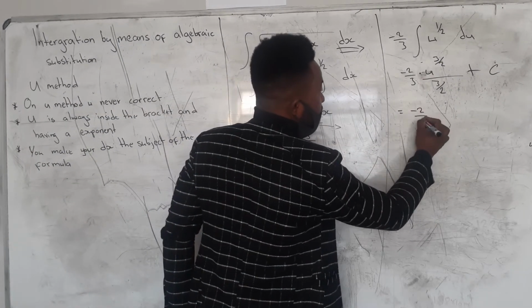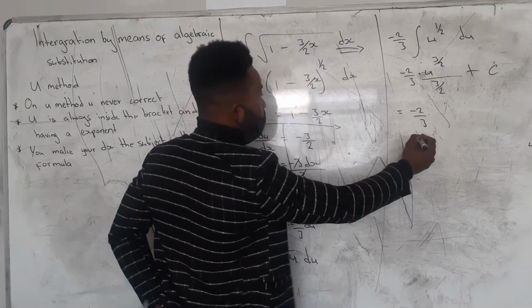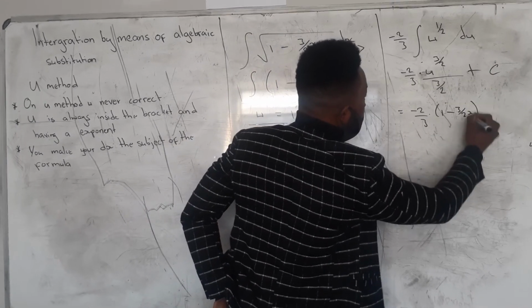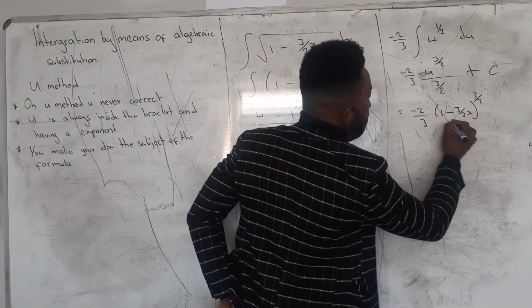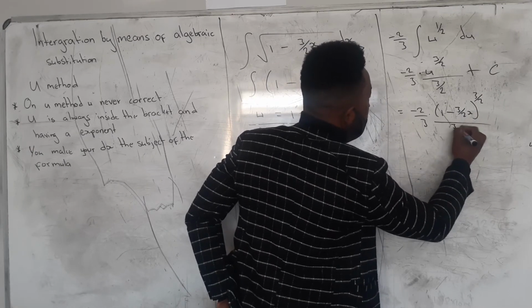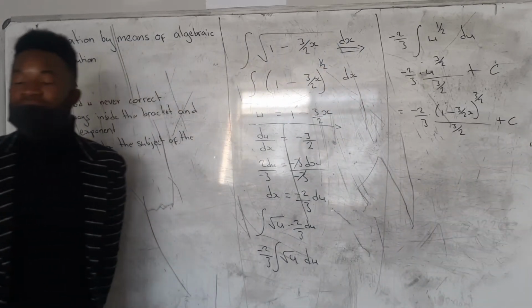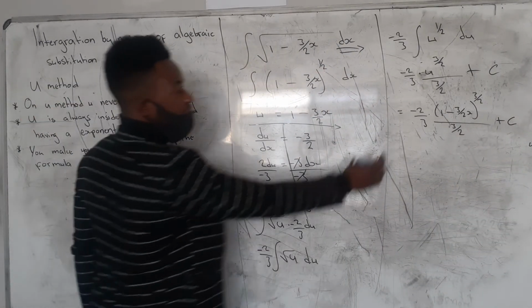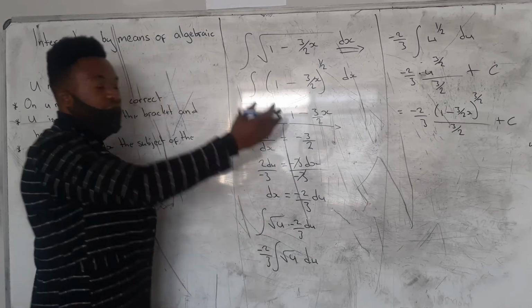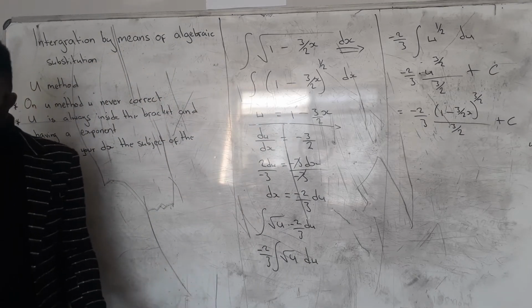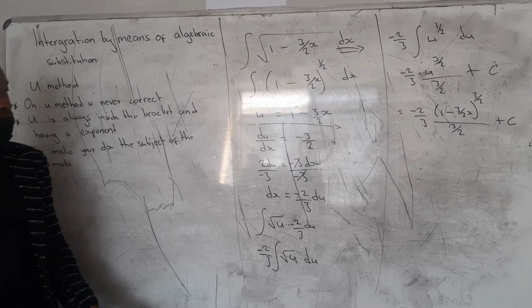Negative 2 over 3 multiplied by 1 minus 3 over 2x to the power 3 over 2. Okay, divide by 3 over 2 plus c. And then you can simplify the fraction. Remember I said whenever you have a fraction, you can simplify that. Okay, let me re-explain guys so you can understand that.